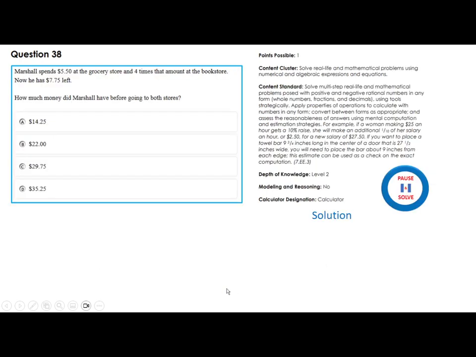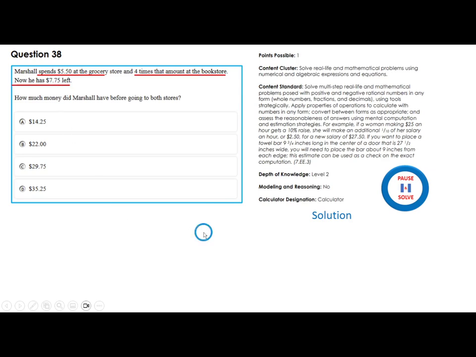Marshall spends $5.50 at the grocery store and 4 times that amount at the bookstore. Now he has $7.75 left. How much money did Marshall have before going to both stores? So you have this information, how much he spent at the grocery store, and 4 times the amount at the bookstore, and now that's how much is left.